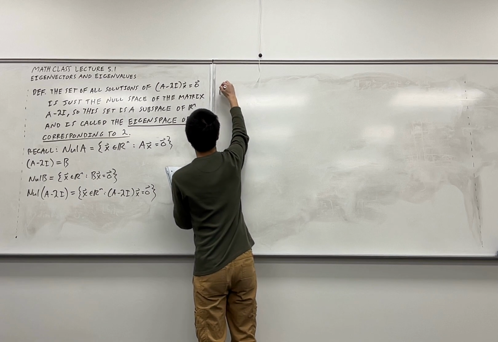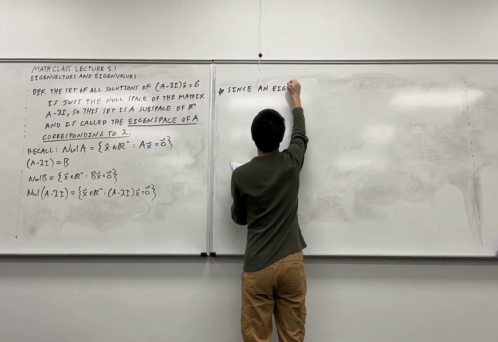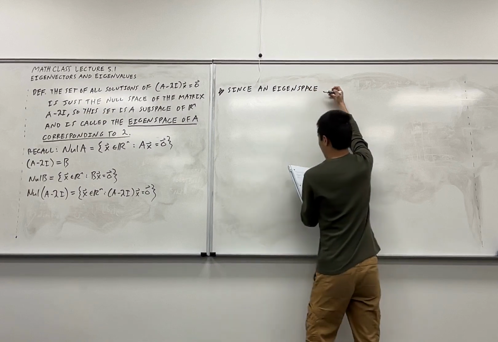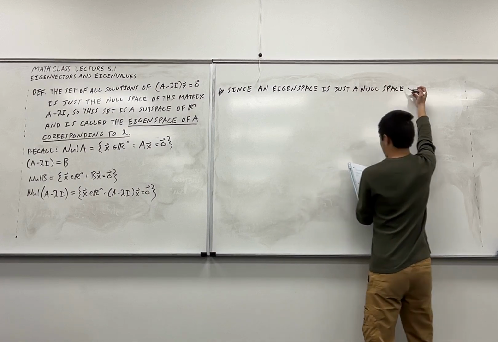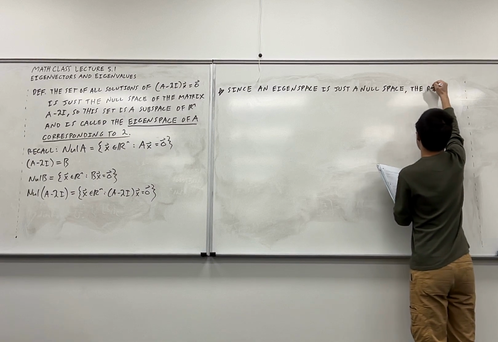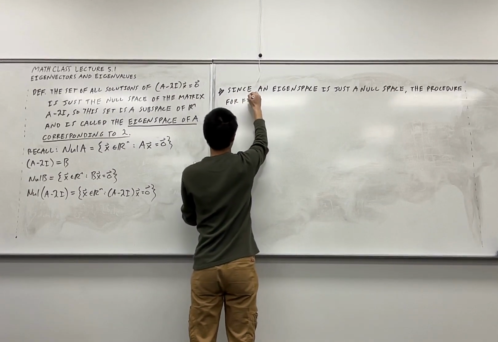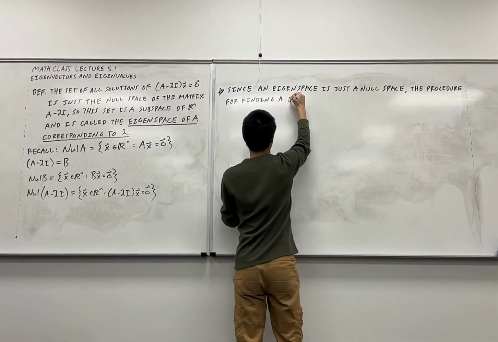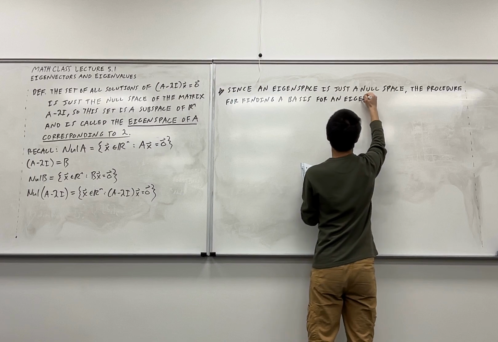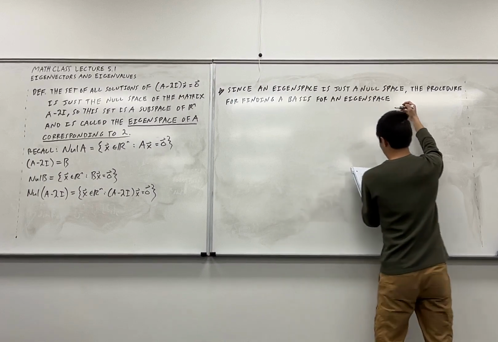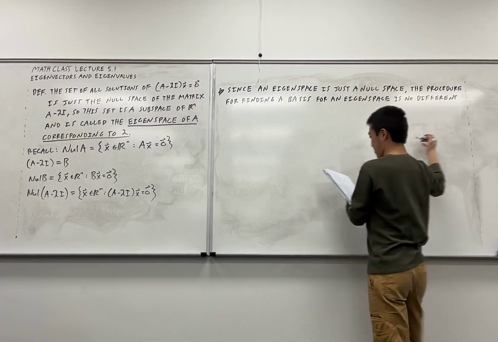Okay, so here's a slight summary. Since an eigenspace is just a null space, the procedure for finding a basis for an eigenspace is no different than for null spaces.